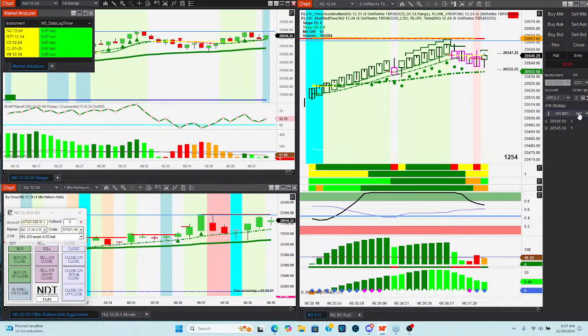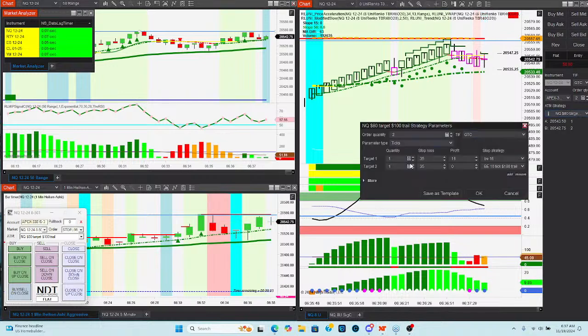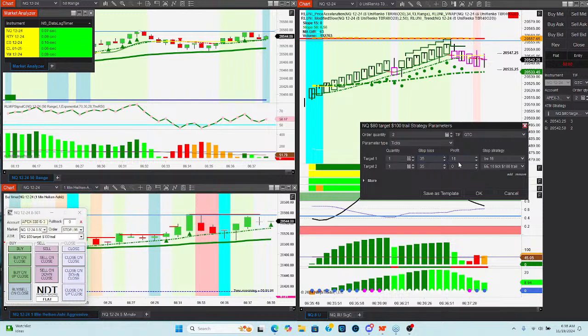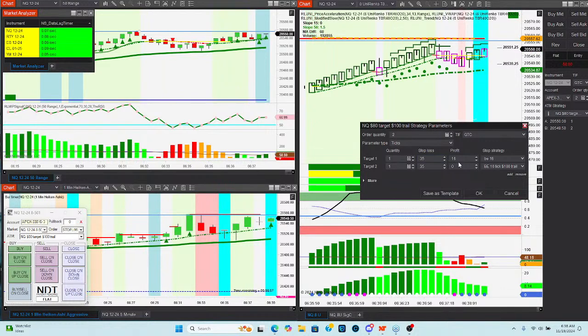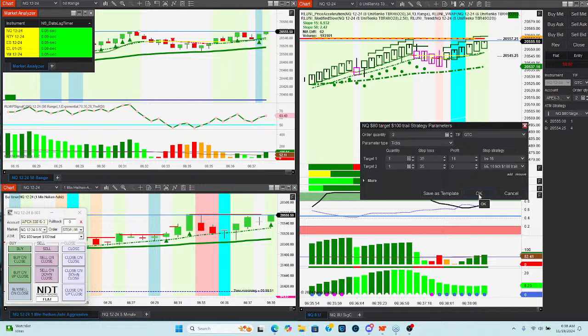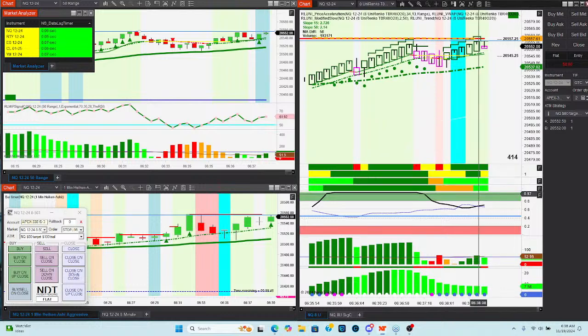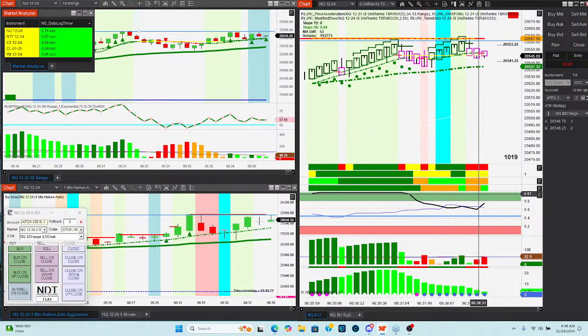My strategy is a 35 stop loss, 16 profit, and then I trail by $100. What happened on the last trade is I was trailing and it just wicked me out. But can't complain. Still made like $600 on that trade. Could have made 9. So who's going to complain about that?